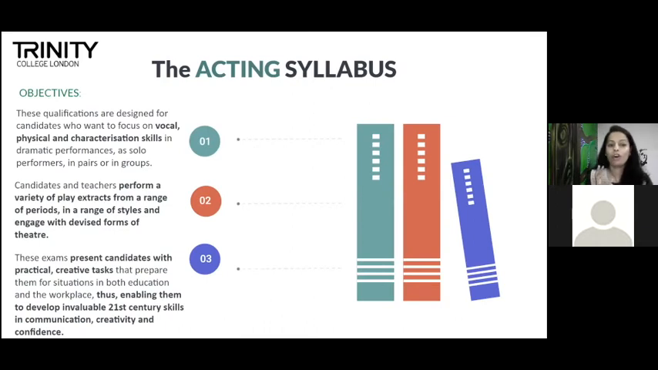Let me take you through the objectives that come under the acting syllabus. And I'm very sure that by this time you would inherently translate all these jargons that I'm going to say into how they can be transferred into life and into all the other subjects that a candidate would be teaching. So we have vocal, physical, and characterizational skills, which are the focus of the acting syllabus. Taking it a step further from speech and drama, characterization comes into place and physicality comes into place.